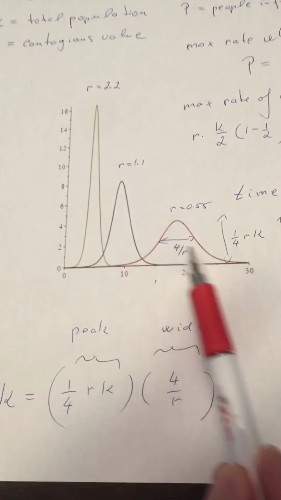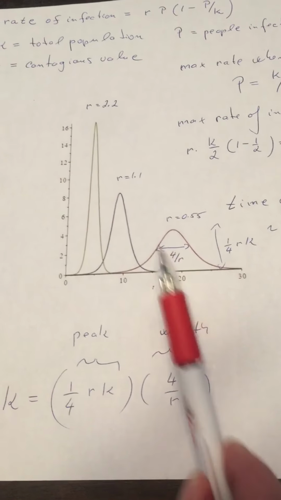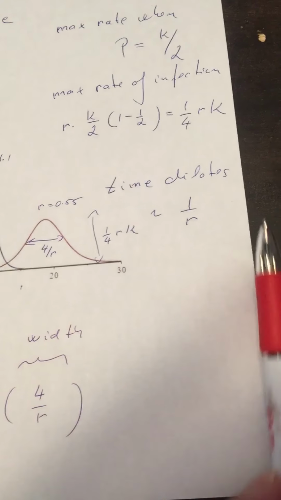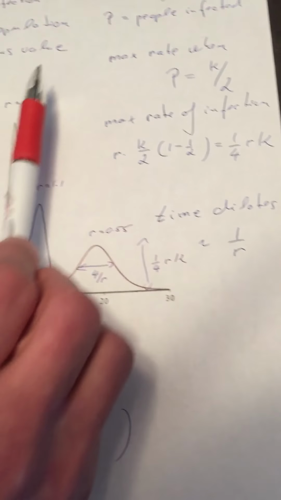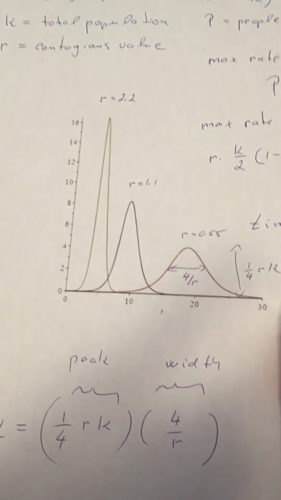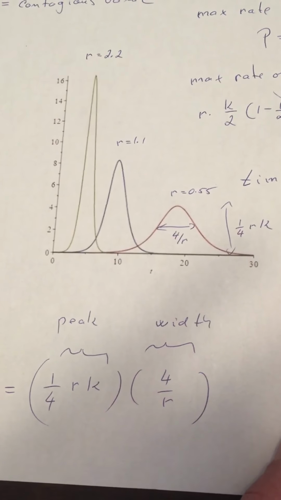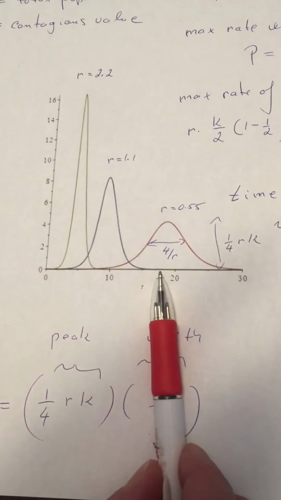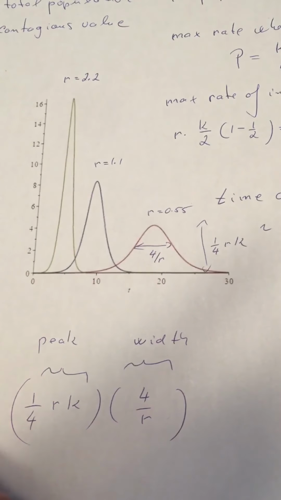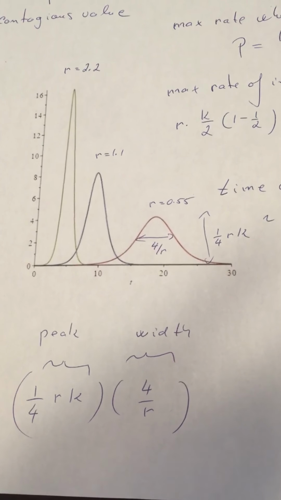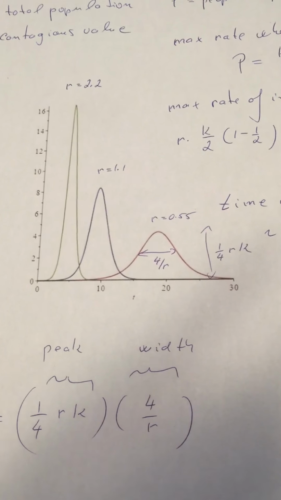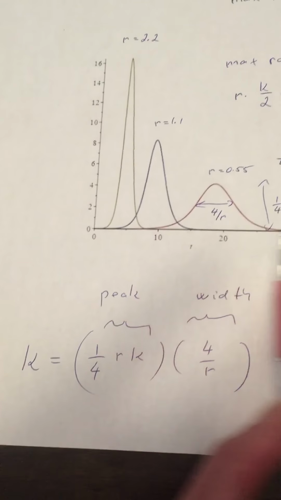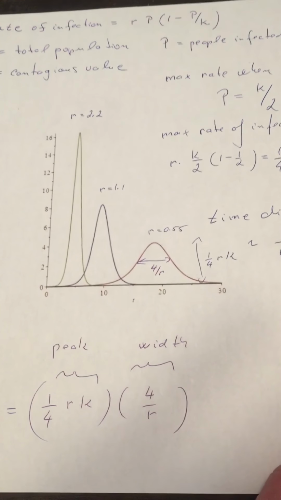Okay, so at least we have an idea of the peak and the width, and last but not least is the time it takes to reach the peak. As the R value gets reduced, time dilates by the factor of R, or 1 over R I should say, so it takes longer to get to the peak. You can think of it as time slowing down, and it takes longer to get there. So these fundamental relationships are going to guide us into flattening the curve.